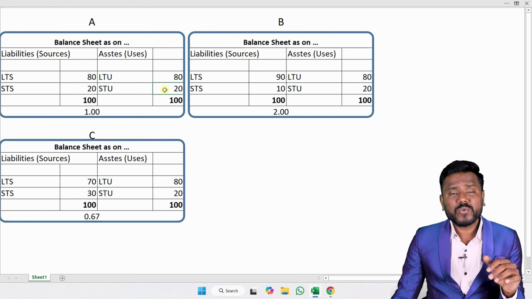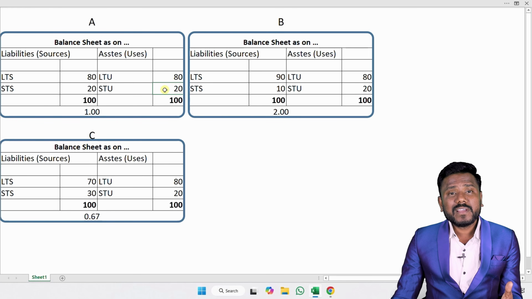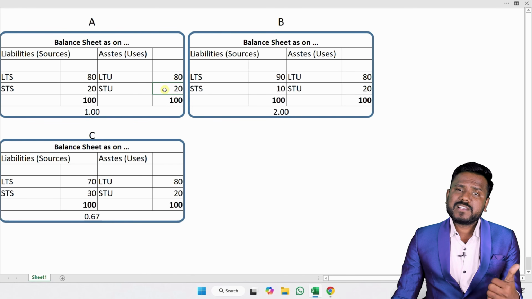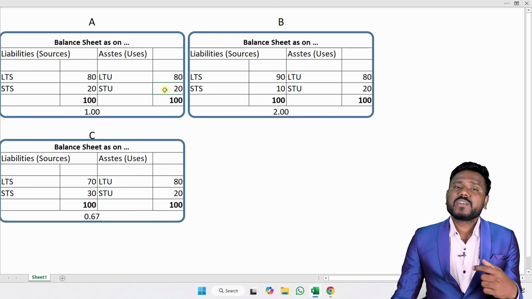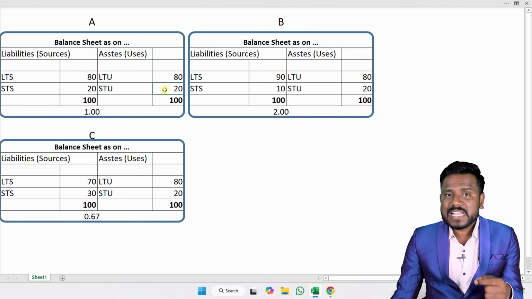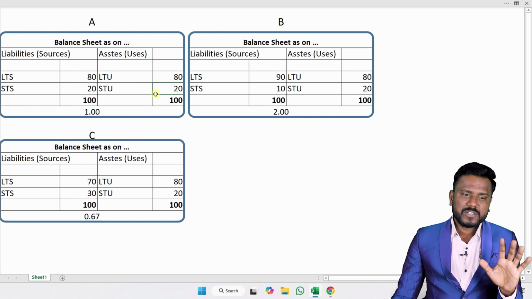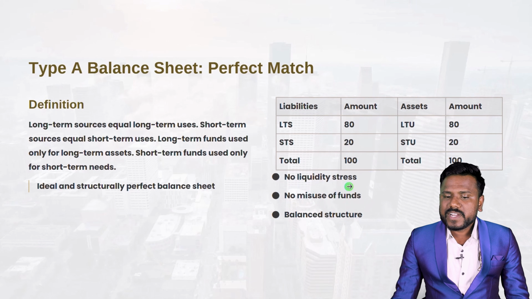You have how much again? You also have 20 rupees, but in which form? In these 20 rupees there can be liquid assets and non-liquid assets. What are the liquid assets? Cash balance, bank balance, debtor balance are liquid assets. What is a non-liquid asset here? The inventory. To convert the inventory into cash, it may take a little cycle to complete. That's the reason this company may get into trouble after some time in difficult situations. So structurally, company A is a balanced structure, no misuse of funds, no liquidity stress.